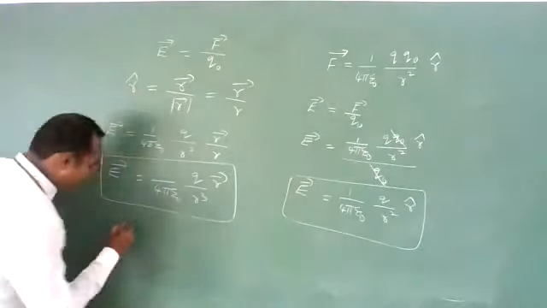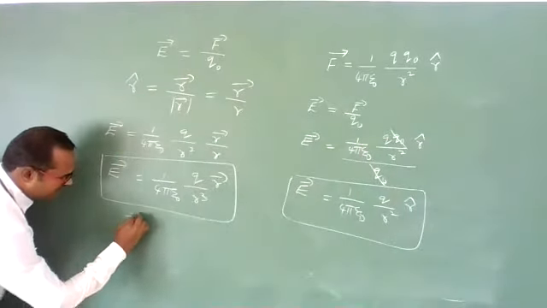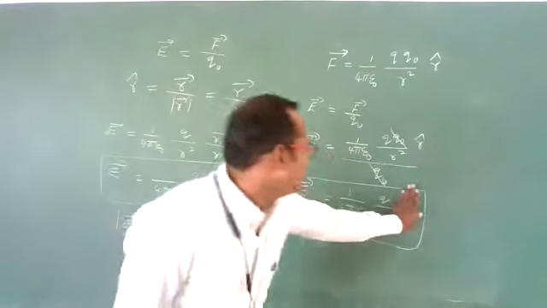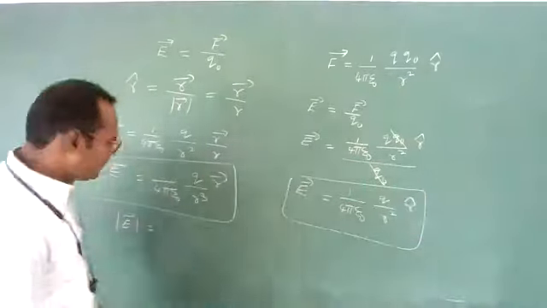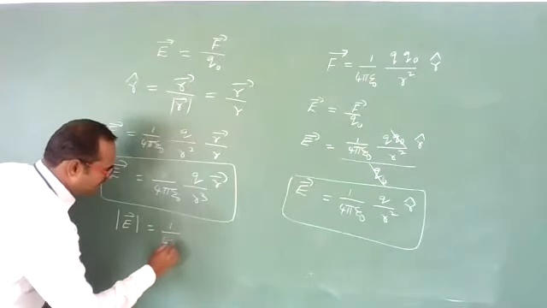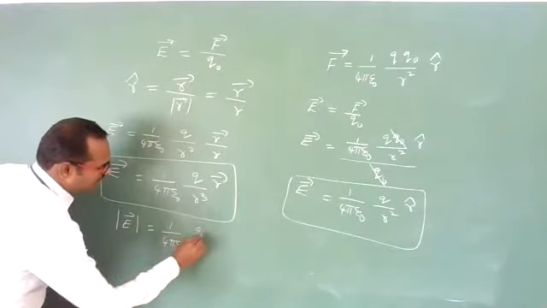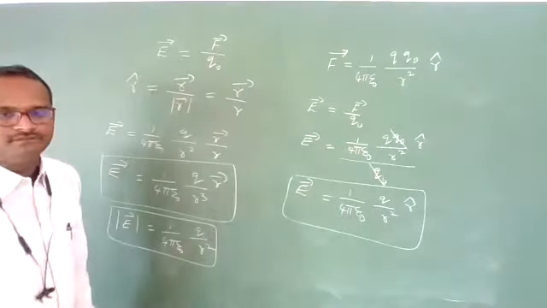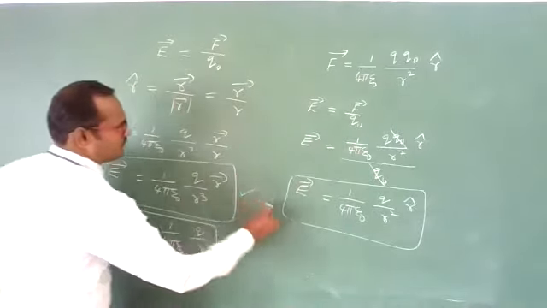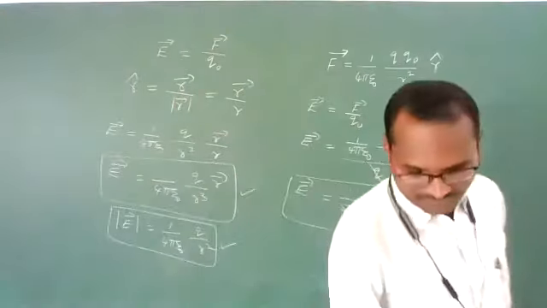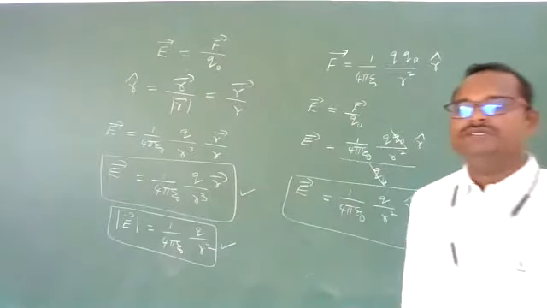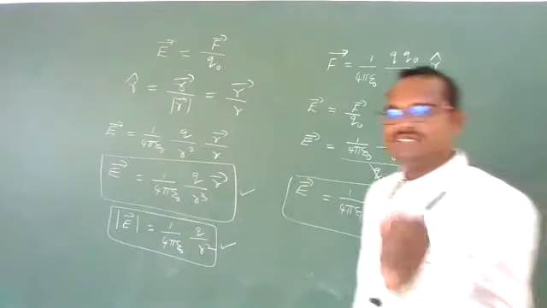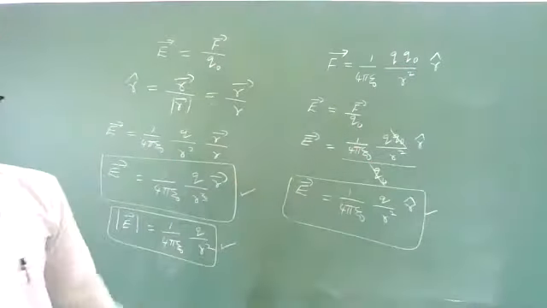If you want only the magnitude of electric field, you need to remove this unit vector. Then what will you get? You will get 1 by 4 pi epsilon naught q by r square. This is an important value you need to remember. So what is the formula for electric field due to a positive charge? Electric field due to a source charge q, what is the formula?